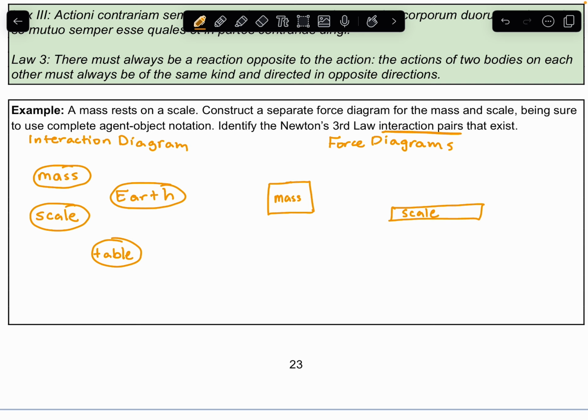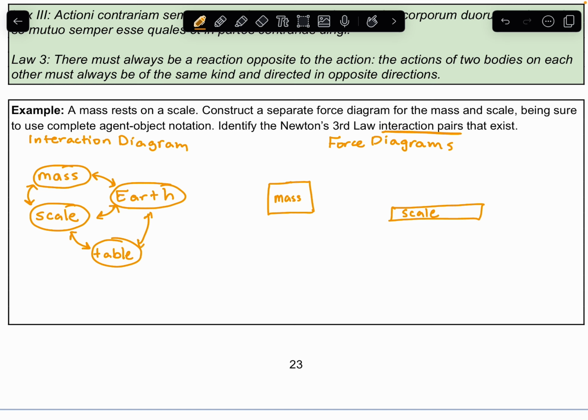I'm going to start, even though I didn't strictly ask for it, with an interaction diagram. The mass and the scale interact. The scale and the table interact. The earth and the scale. The earth and the mass. And the earth and the table.